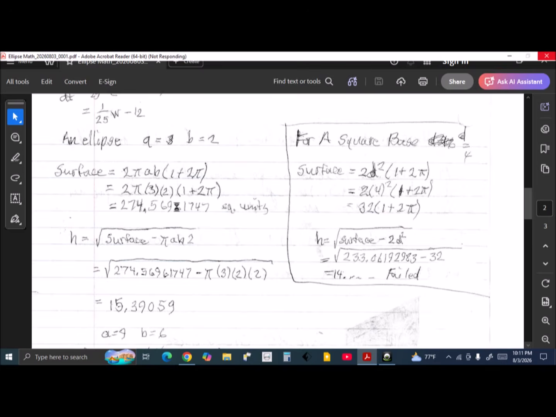But here's how I use the formula. I tested it on an ellipse with semi-major axis equal 3, semi-minor axis equal 2 units. And I calculated it out.